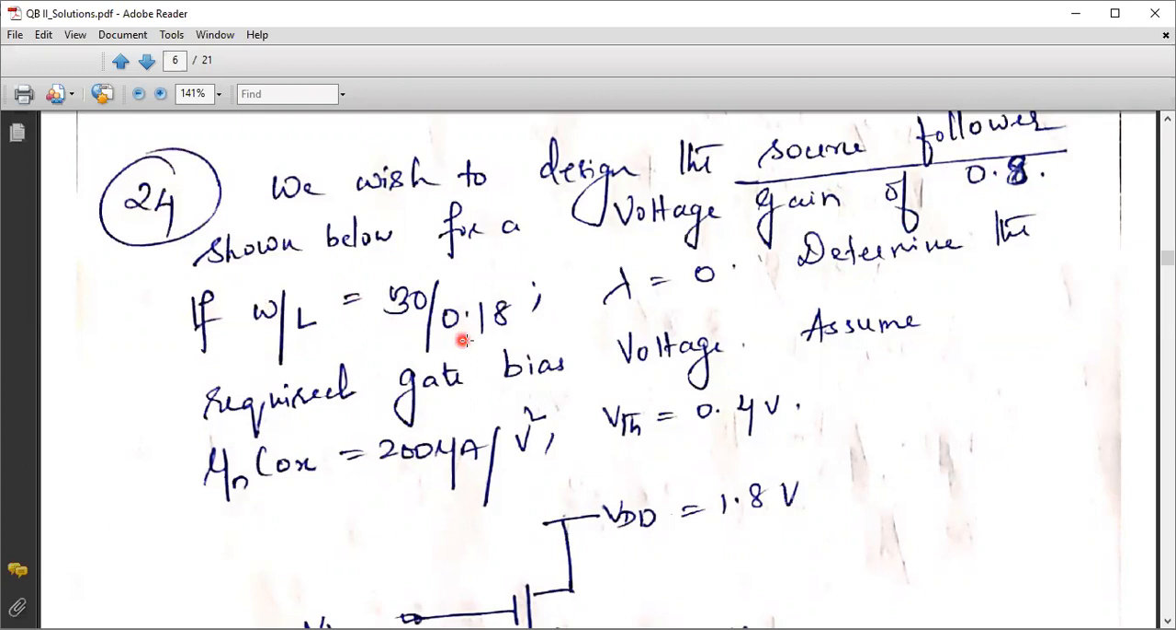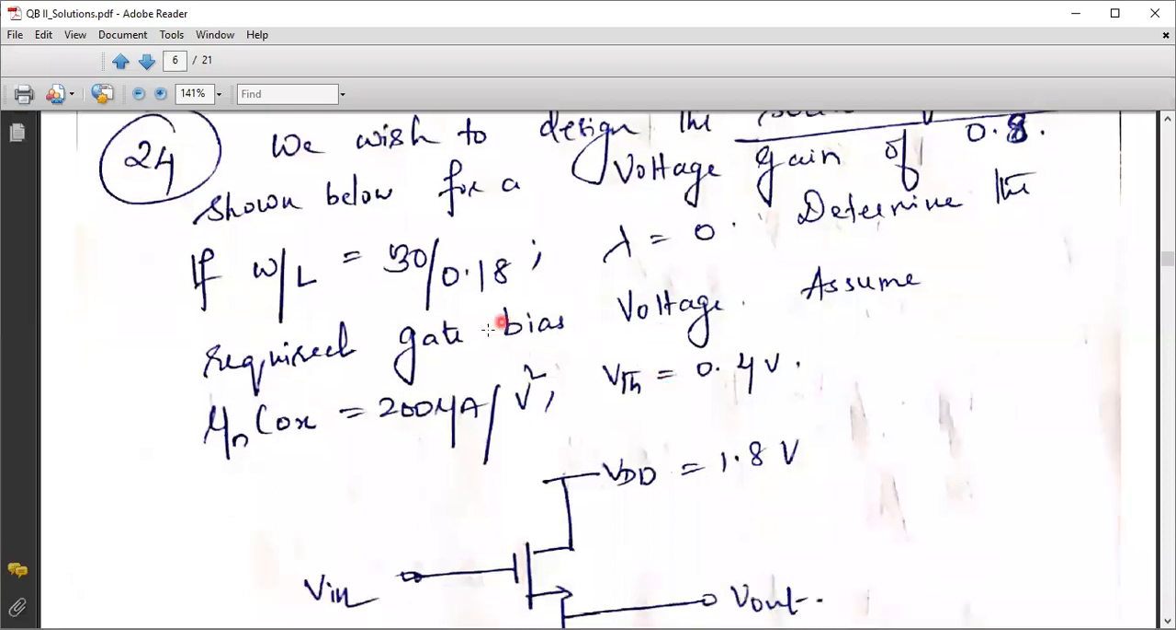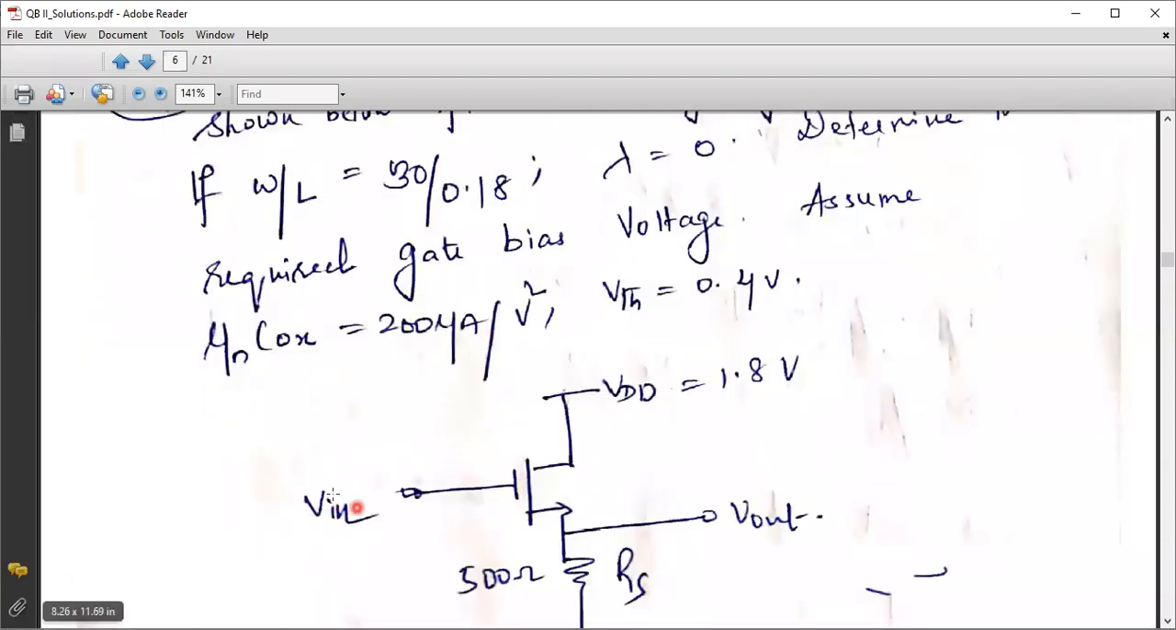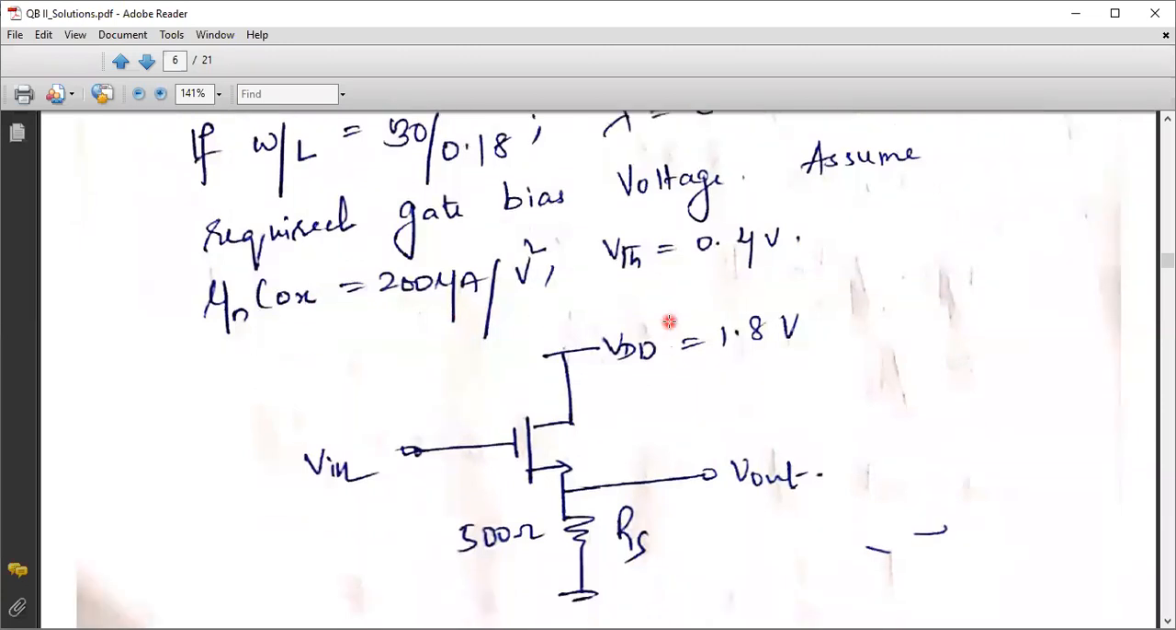Aspect ratio is 30 divided by 0.18. W by L is 30 divided by 0.18. Lambda is equal to 0, which means there is no modulation effect. Channel modulation effect is null. And what we need to find is the gate voltage, V in. And for this particular transistor, Kn dash is given as 200 microampere per volt square. Threshold voltage is 0.4 volt.